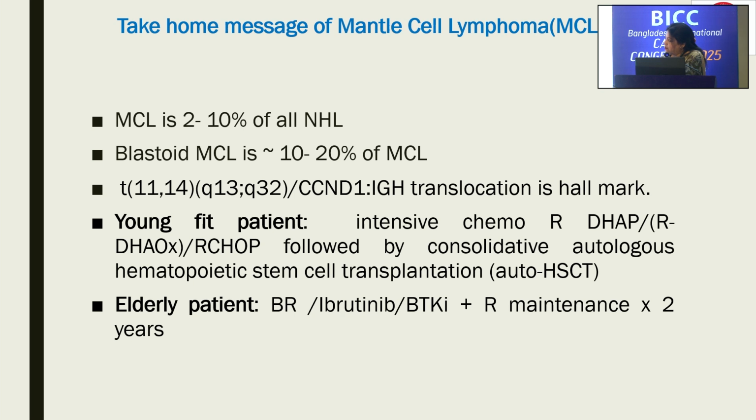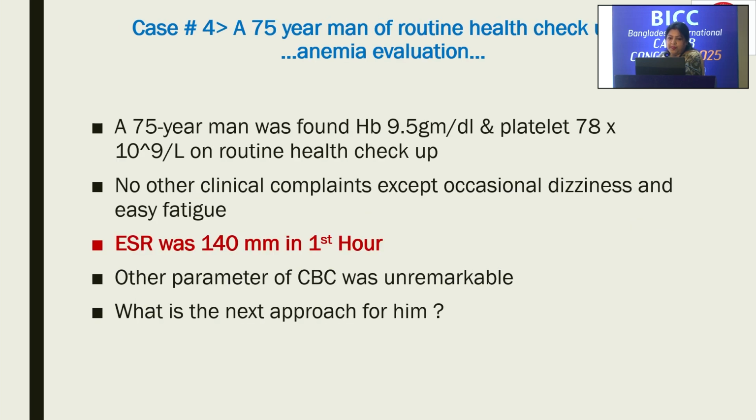When we see a very high ESR in this age group, we did the protein electrophoresis, and you can see that there is a big monoclonal spike, and that is the monoclonal band, which is the IgM and kappa monoclonal band. And the total IgM was 15 gram per dL.